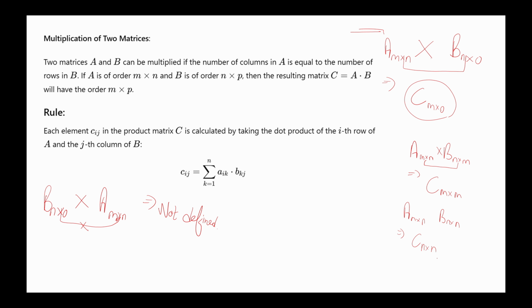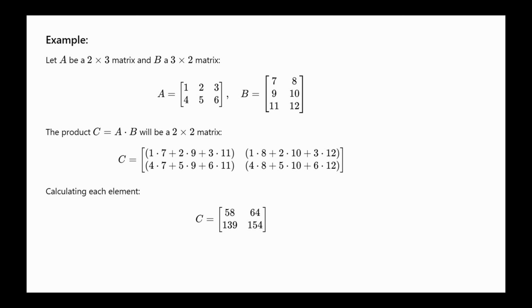And once our orders are compatible, how do we perform the calculation? It is performed in this manner. Cij is equal to the summation of aik times bkj, where k goes from 1 till n. We'll show you an example to help you understand better.